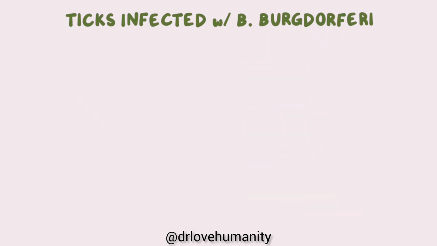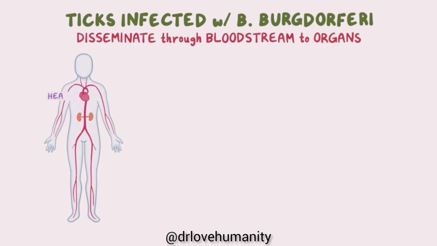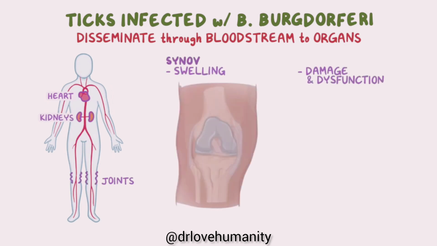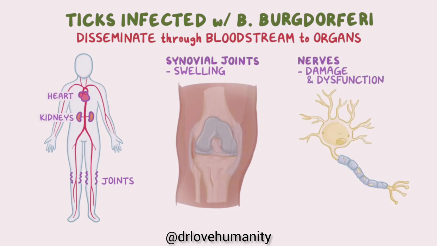After several days, the bacteria can disseminate through the bloodstream to distant tissues, like the heart, kidneys, and joints. Inflammatory responses in these tissues can cause swelling, damage, and dysfunction, particularly in the synovial joints and around nerves.